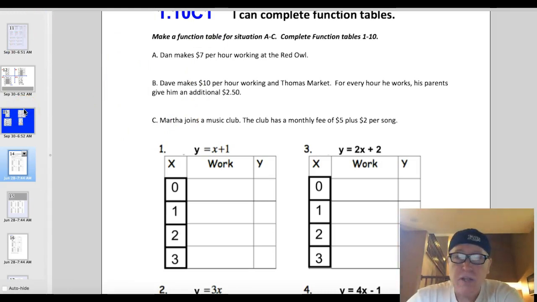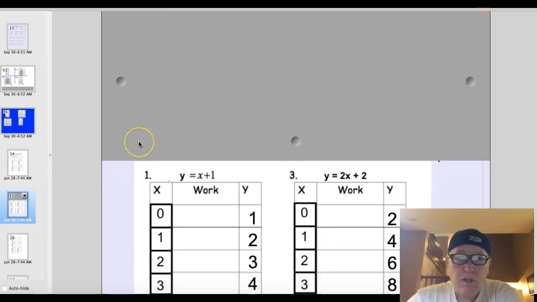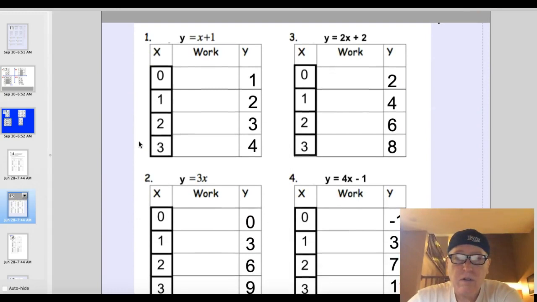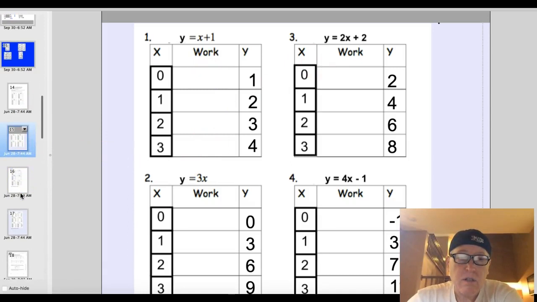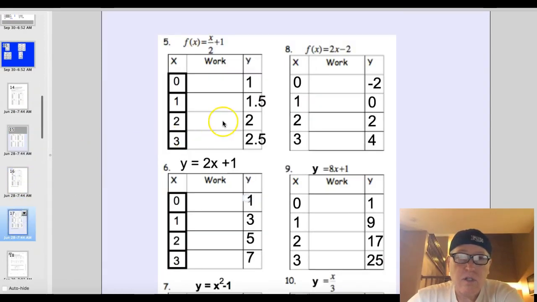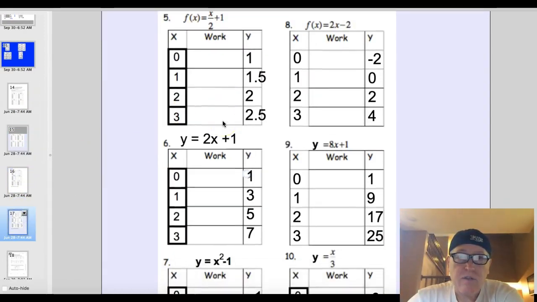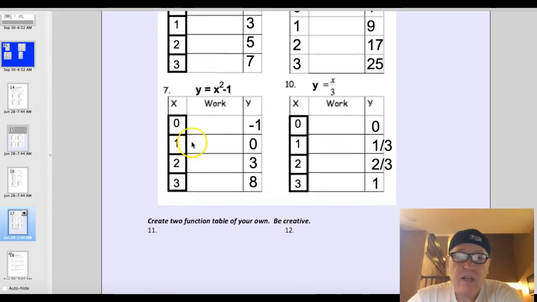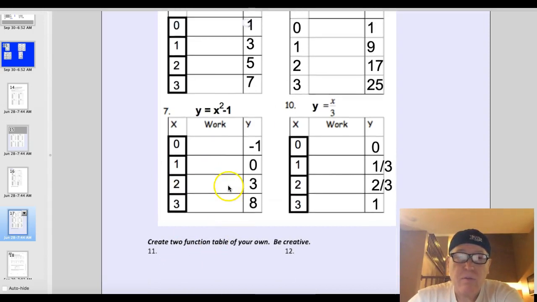I suppose you want the answers, huh? All right, I'll give you the answers. Here they are for the first one. You take a look at 1 through 4. Well, 1 and 3 is the only ones you really need. And here's 5 and 9. And you can fill in 7 down there. And 11, which is whatever function table you came up with.